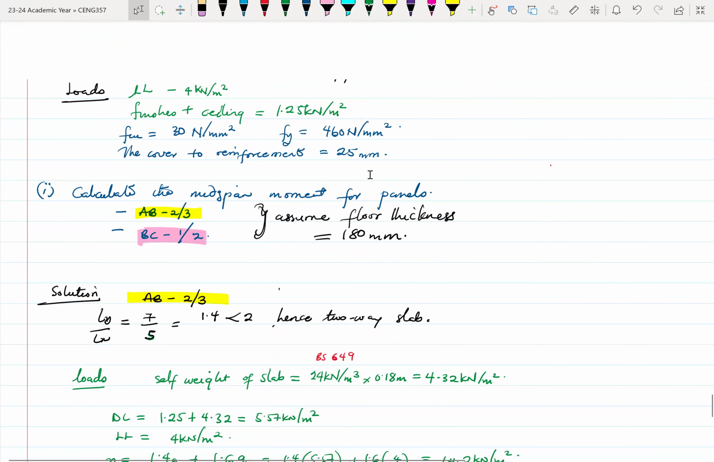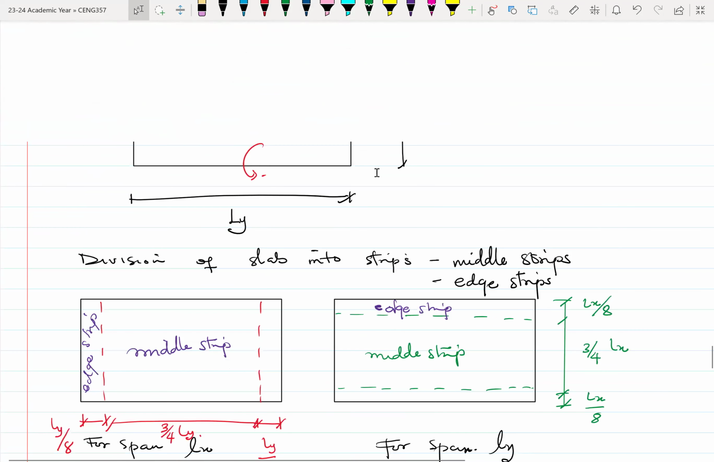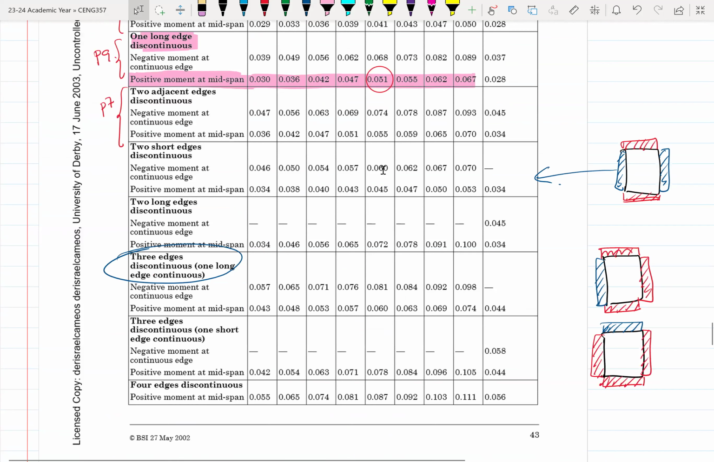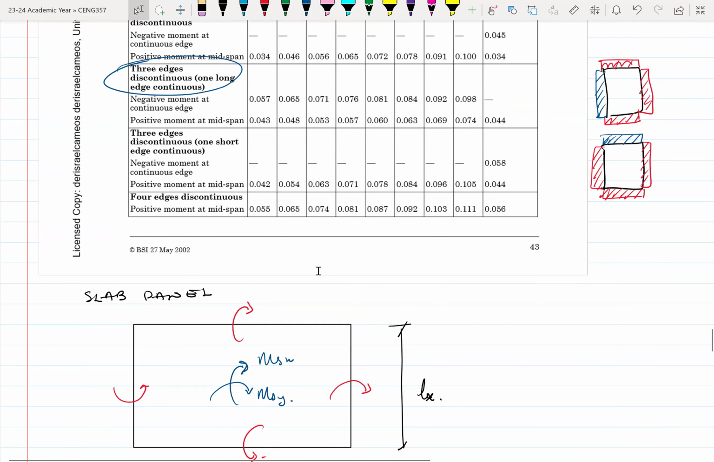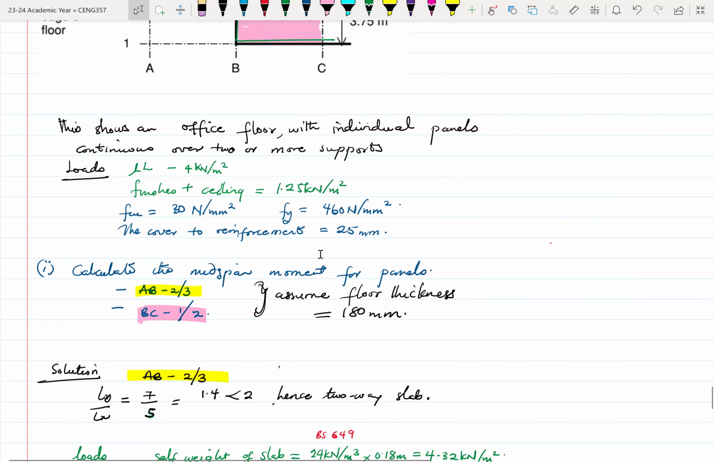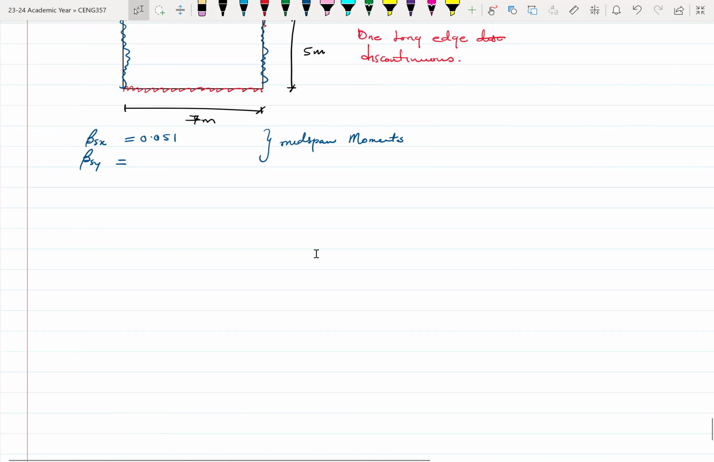So we go back to our table, and our BSY will be this value regardless of our LY over LX ratio. Doesn't really matter. So this is 0.028. So BXY will be 0.028.